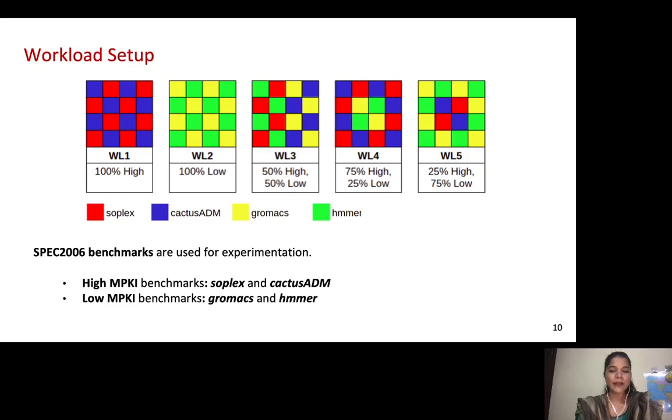These are the 5 workloads that are used to collect the statistics. SPEC 2006 benchmarks are used for experimentation. WL1 considers all the high MPKI benchmarks running on all the cores. WL2 represents when all the low MPKI benchmarks are running on all the cores. WL3 represents the 50-50 combination of it, while WL4 and WL5 represent 75% high and 25% low and vice versa.